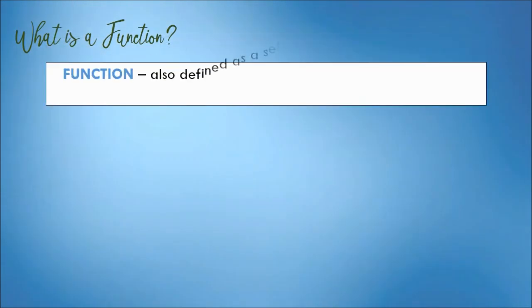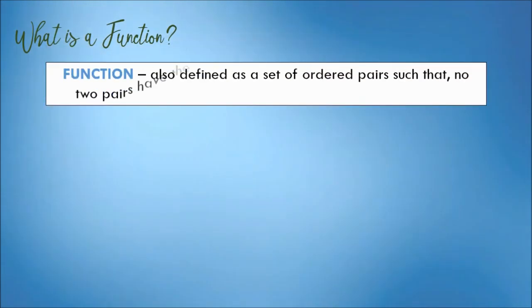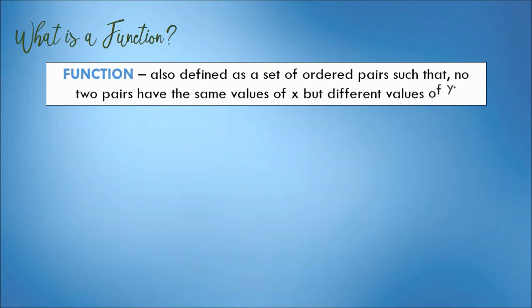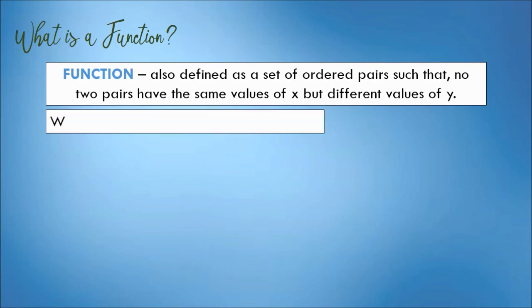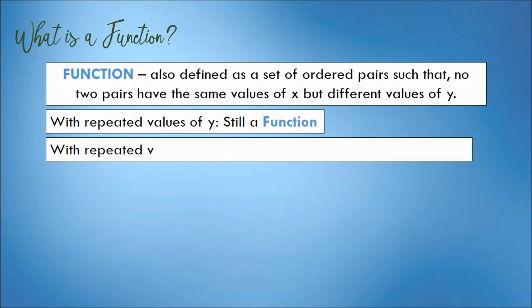Function is also defined as a set of ordered pairs, such that no two pairs have the same values of x but different values of y. It only means that, in a set of ordered pairs, there should be no repeated values of x. It is fine to have repeated values of y. It is still a function. But, if there are repeated values of x, then it is not a function anymore.